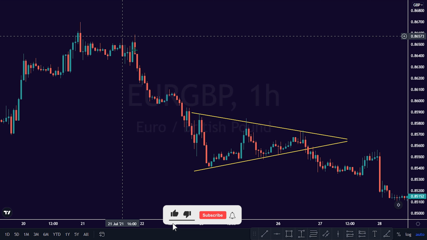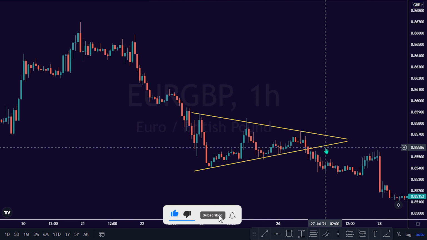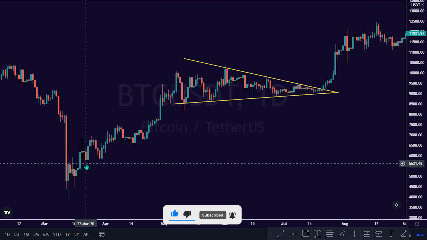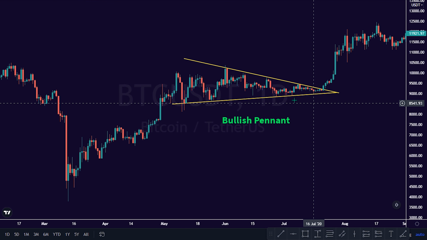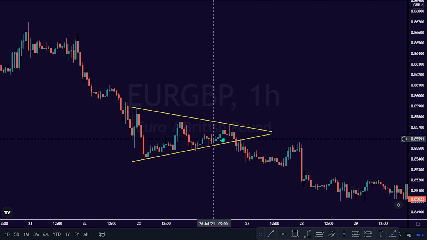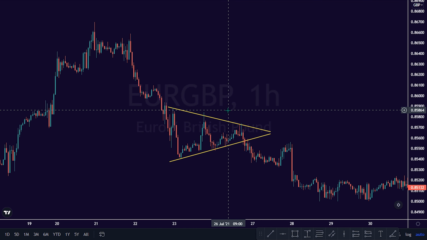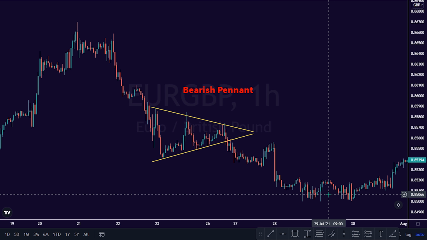This chart pattern can also be referred to as a triangular flag pattern. In a bullish trend, this pattern can occur as a bullish pennant, while in a bearish trend, this pattern can occur as a bearish pennant.